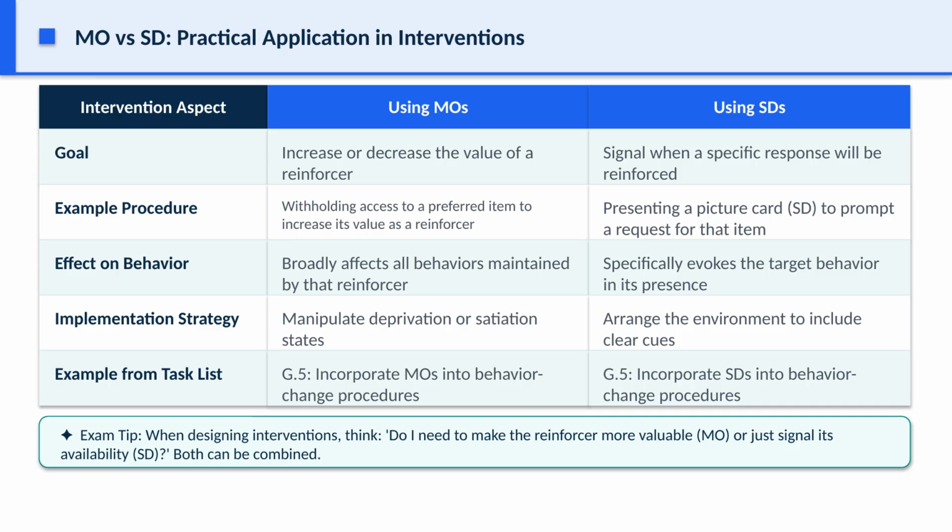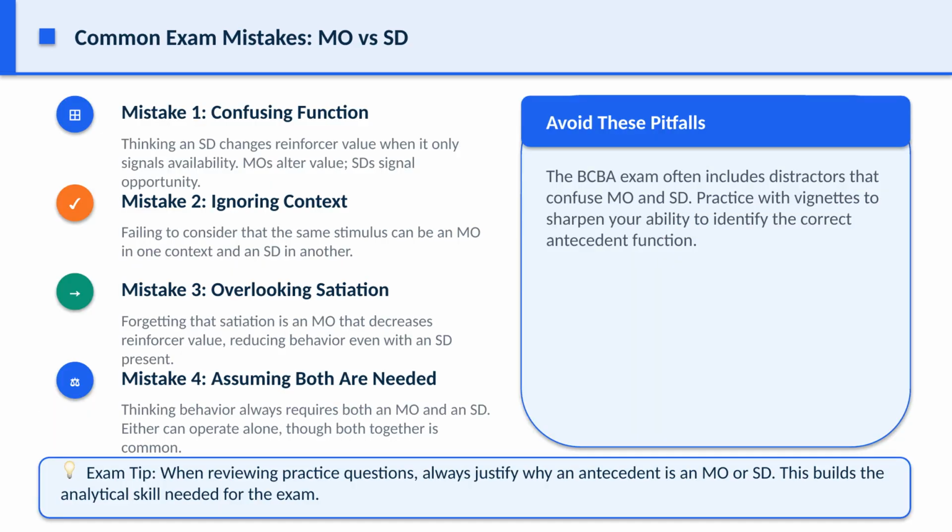An MO broadly affects all behaviors maintained by that reinforcer, while an SD specifically evokes the target behavior in its presence. Implementation strategies differ too. Manipulate deprivation or satiation for MOs, and arrange clear environmental cues for SDs. The task list item G.5 explicitly requires you to incorporate both MOs and SDs into behavior change procedures. On the exam, you'll need to identify which is being used based on whether the intervention changes reinforcer value or signals a contingency.